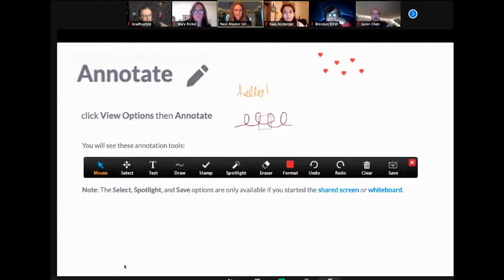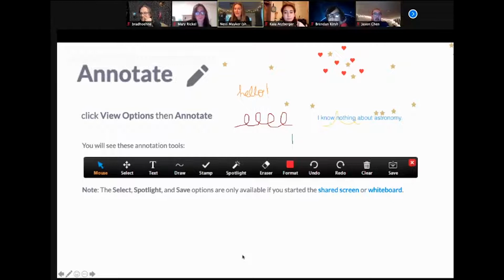If anyone's having trouble finding annotate and wants to unmute and speak up, we can maybe help everybody find it. Yeah, I can't find it. Okay, are you on a desktop or a mobile? Desktop. Okay, if you go to the top of the screen, there's view options. Do you see that? Yeah. Then you should be able to find annotate within that menu. You see it? Yeah. All right, I got it. Awesome. Okay, great.